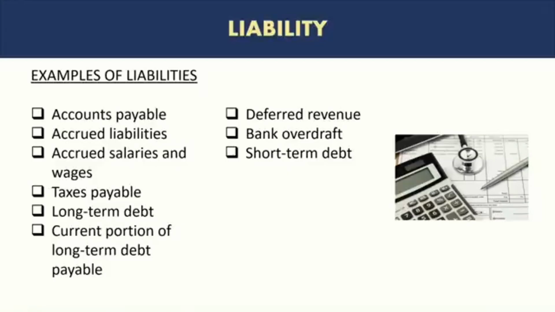Then we have deferred revenue. This is the amount received from customers in advance, but the service that the company needs to provide has not been provided yet. So it is considered as deferred revenue because the company needs to settle this through providing the service or product that it promised. And similarly, bank overdrafts, any overdraft facility received from a bank, is a liability because it needs to be settled. And again, any short-term debts, similar to long-term debts, are considered liabilities.